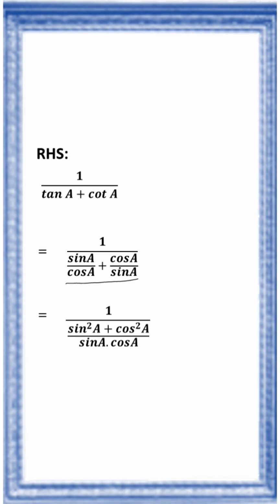You know that sin square A plus cos square A is equal to 1. So instead of sin square A plus cos square A, put 1. Now let us take the reciprocal of the denominator, that is sin A into cos A. So that is equal to sin A into cos A. Let this be equation number 2. From equation 1 and 2, LHS is equal to RHS, hence proved.